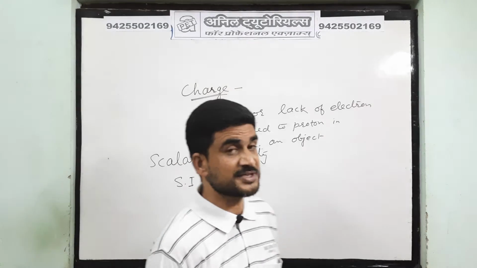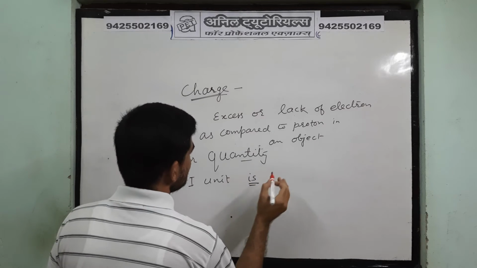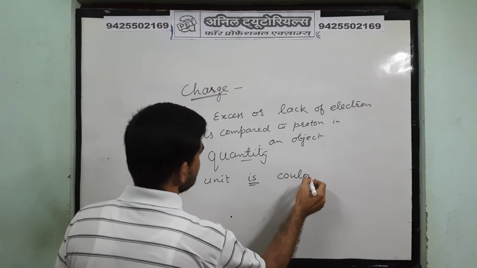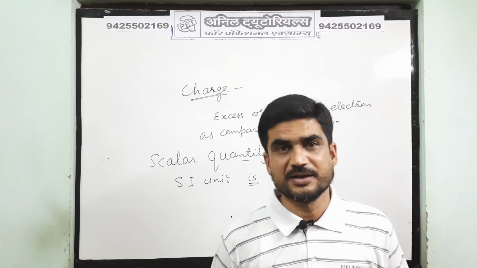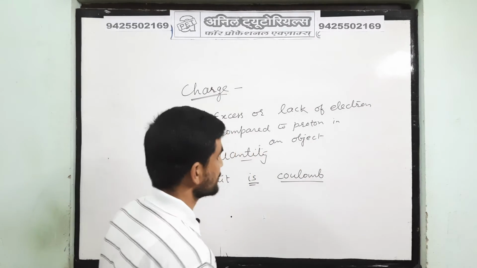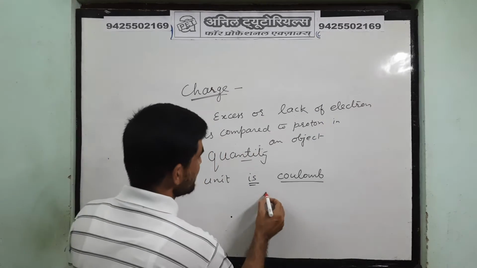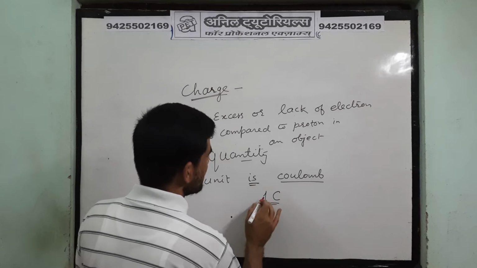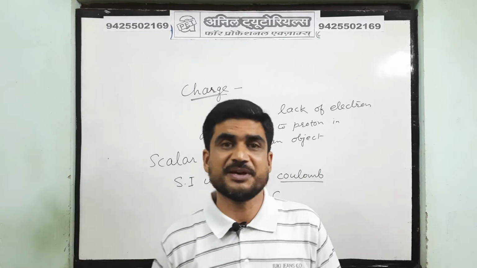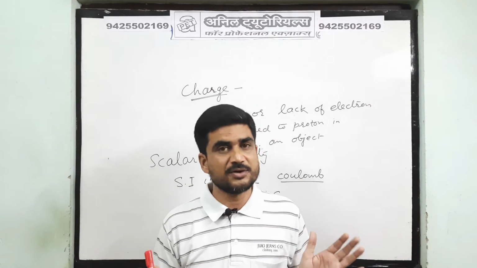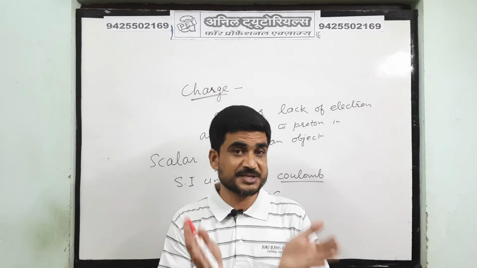SI unit of the charge. SI unit of the charge is coulomb. Its SI unit is named after the scientist Coulomb. Coulomb is a very big unit. If the charge is 1 coulomb, it is a very big charge. When we are charging a substance by 1 coulomb, it's a very big charge.